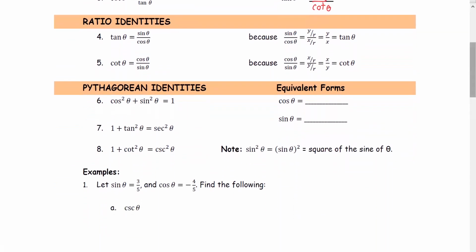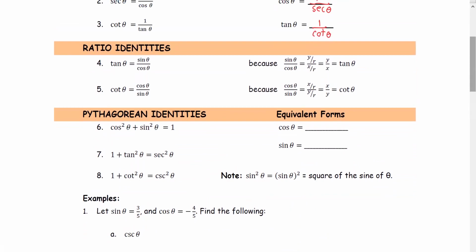The next group of the identity is called the ratio identity. So the tangent theta is the ratio of the sine theta and the cosine theta. By definition, the sine theta is y over r, and the cosine theta is x over r. When you divide the sine theta by the cosine theta, it's the same as y over r divided by x over r. Then simplify the expression, and it becomes y over x, the tangent theta.